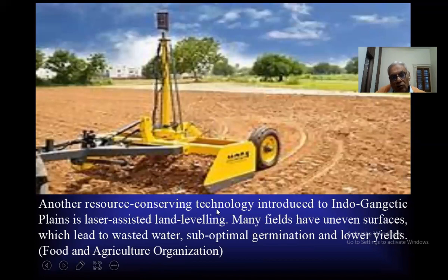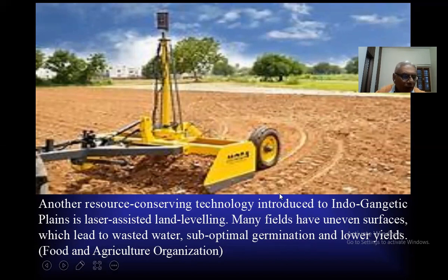Another resource conserving technology introduced to the Indo-Gangetic Plains is laser assisted land leveling. Here, you can see it is laser assisted land leveling. So many fields have uneven surfaces. You know that the topography of the land is uneven, and when we are applying irrigation, then there is wastage of water, which leads to wasted water, suboptimal germination, and lower yield.